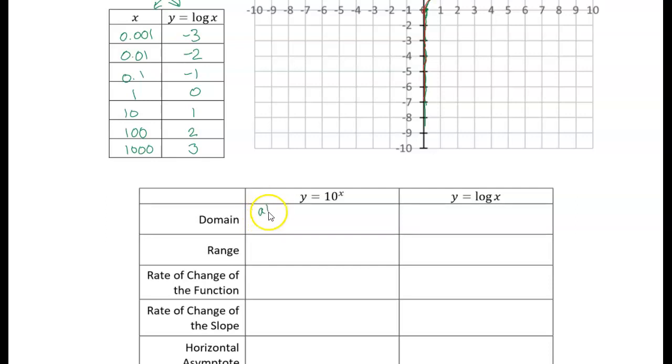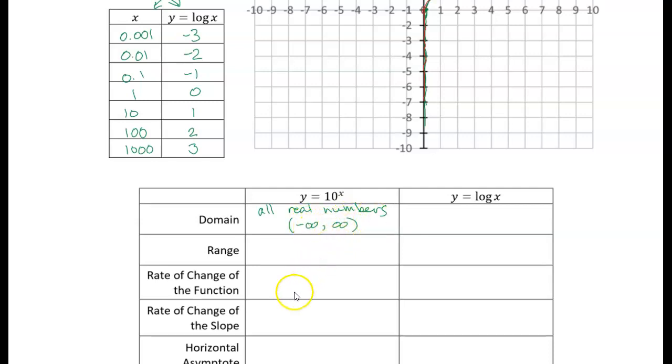So I'm just going to put in here all real numbers. Okay, and the same holds for e to the x as well. But in interval notation, we can denote that as negative infinity to infinity.